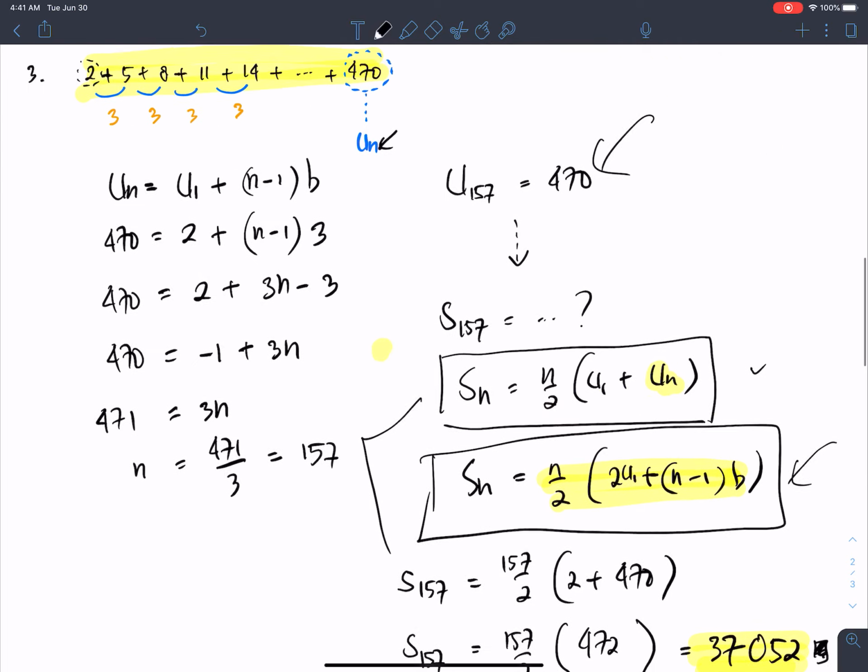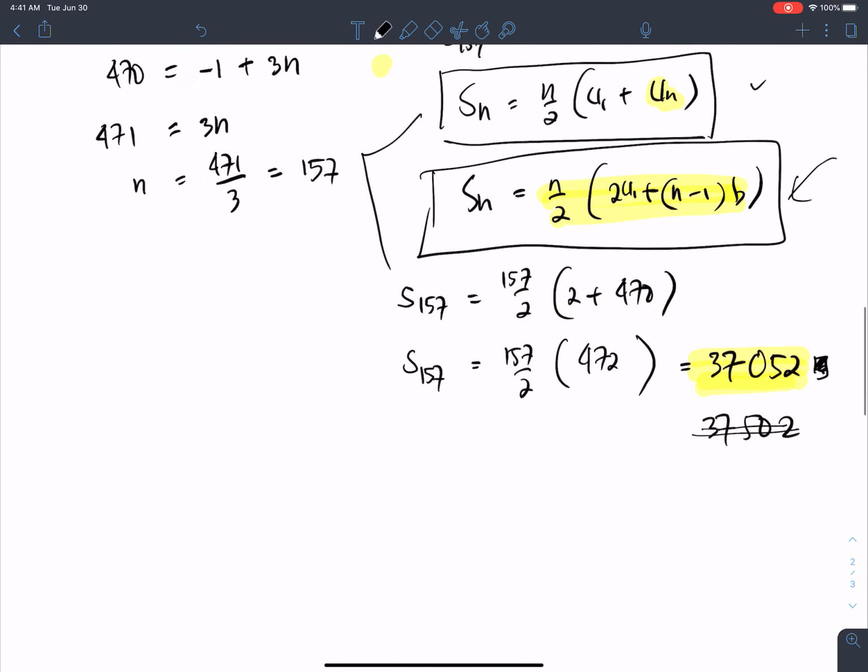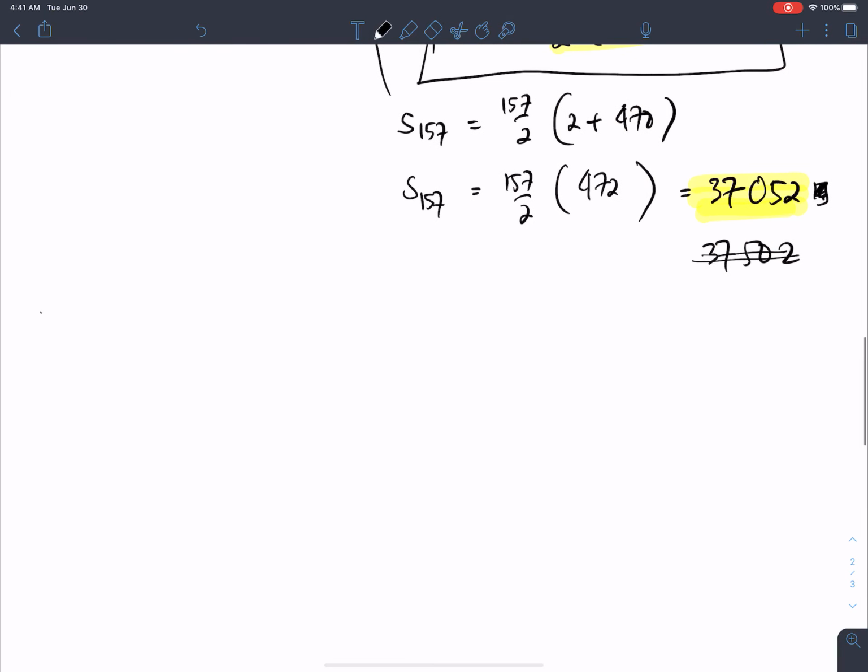Okay, that's number 3. Then for the next one, number 4, we have 3 plus 6 plus 12 plus 24 plus ... plus 12288. Sorry, 12288. Okay, hold on.